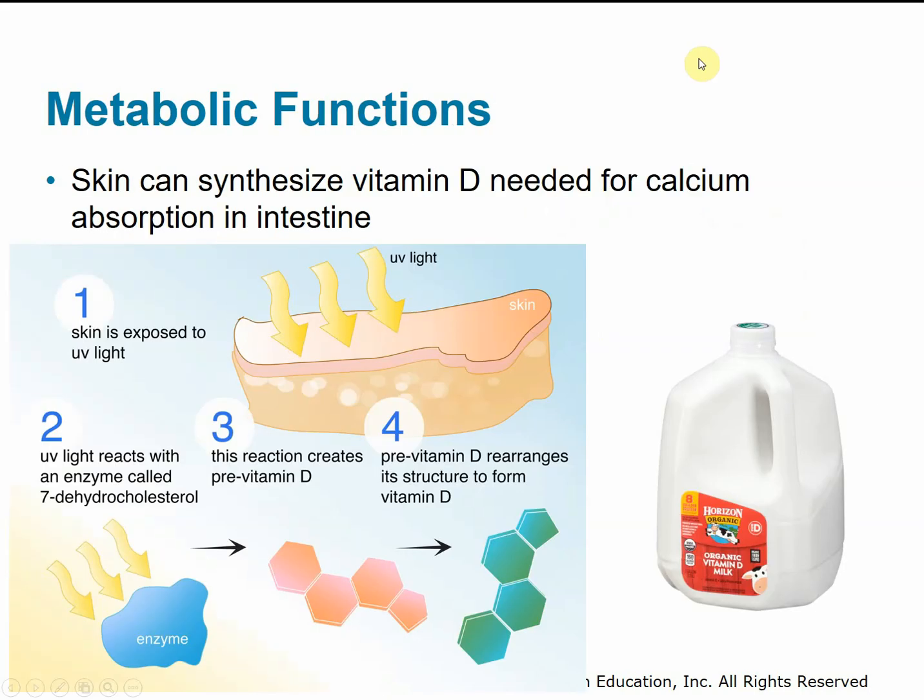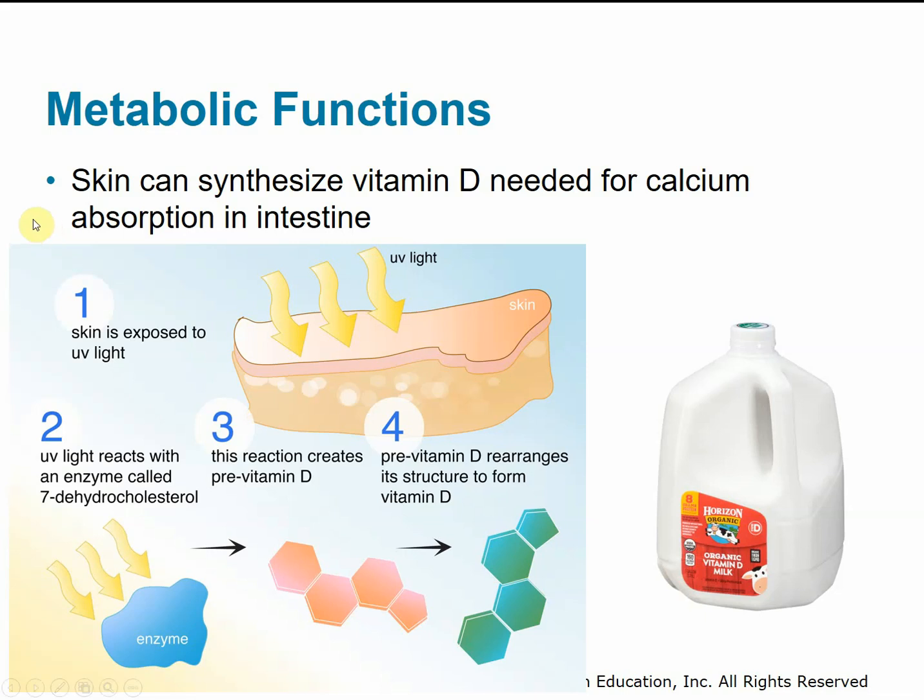Some metabolic functions of the skin include vitamin D synthesis. So vitamin D is important for calcium absorption in the intestine. So this is why when you go to the grocery store and you buy the whole milk, the vitamin D milk, it's fortified with that vitamin D to help you get maximum absorption of the calcium from the milk.